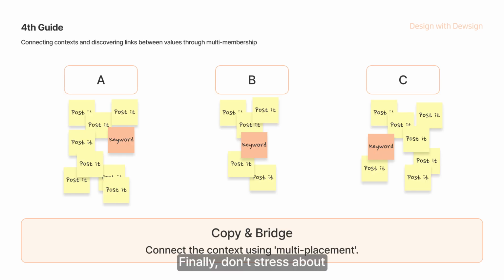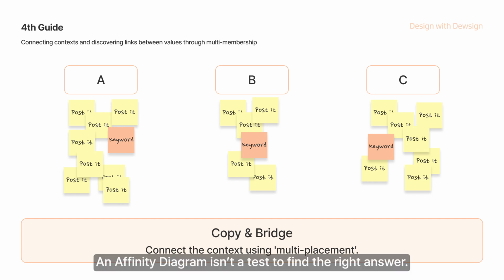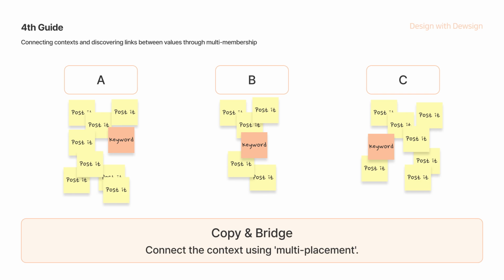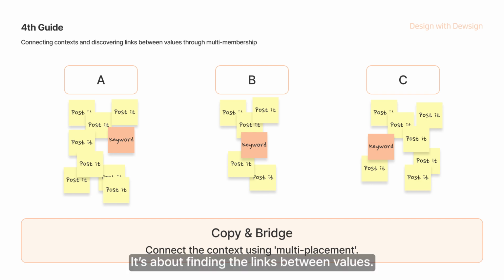Finally, don't stress about whether a note belongs in Group A or Group B. If it fits both, just duplicate the sticky note and put it in both. An affinity diagram isn't a test to find the right answer. It's about finding the links between values. If you find a note that connects two different groups, that's a key clue that ties those two principles together.